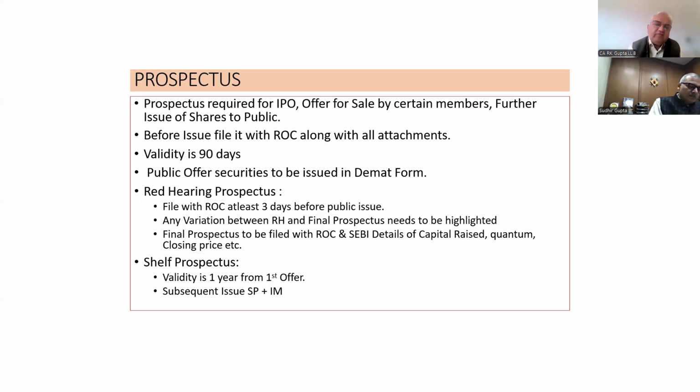So this shelf prospectus is valid for a period of 1 year from the first offer. Because if you want to offer the securities in tranches, because you need the funds at different stages, in this case you will be able to issue the shelf prospectus. So shelf prospectus validity is 1 year from the date of first offer, and it will cover the subsequent issues.